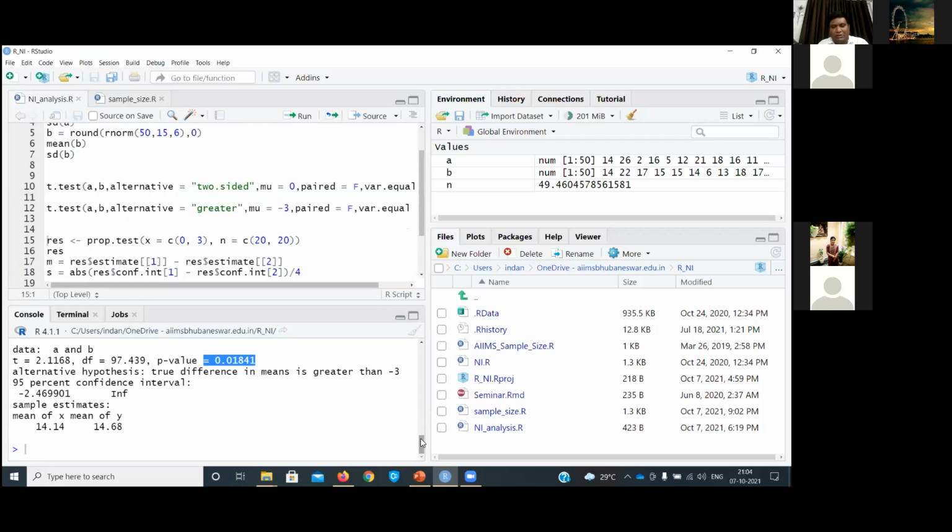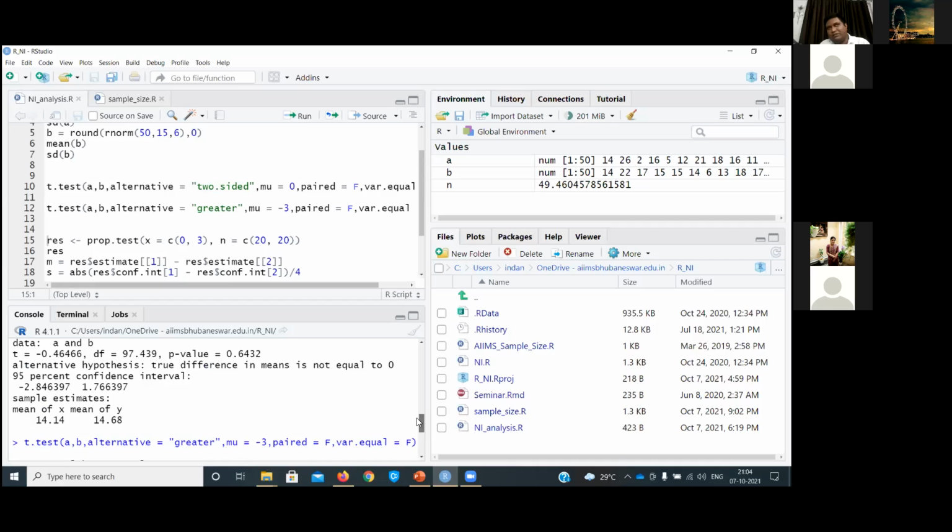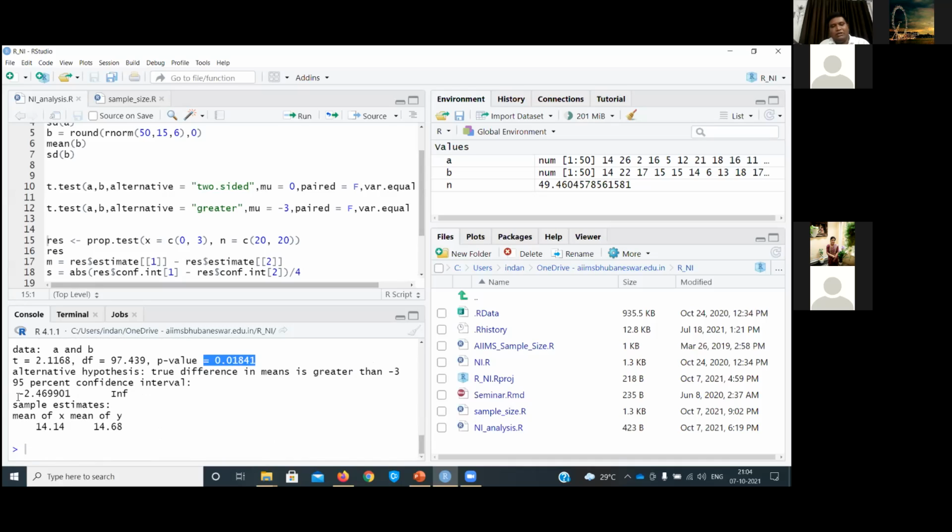But the interesting part here is that the confidence interval starts at -2.84 for the superiority study, whereas for the non-inferiority study, the lower limit of the confidence interval is -2.46, which is greater than the lower limit for the superiority study. That is just because the test is one-sided. That's why whenever a one-sided test is done, only one part of the confidence interval is reported. The other part is usually not reported, or sometimes reported as infinity. Otherwise, usually it is not reported at all.